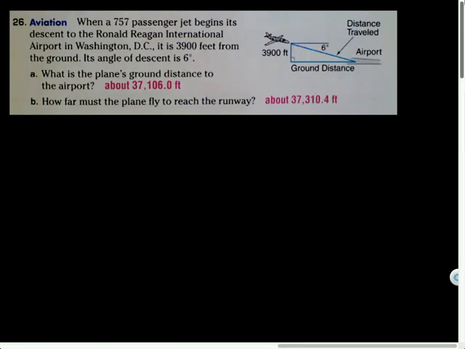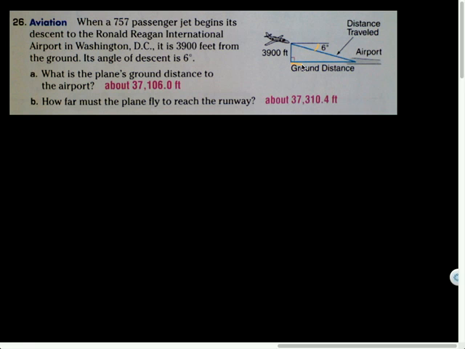Let's look at one last problem. Let's see if I can at least get it set up. Problem 26. When a 757 passenger jet begins its descent to the Ronald Reagan International Airport in Washington, D.C., it is 3,900 feet from the ground. Its angle of descent is 6 degrees. What is the plane's ground distance to the airport?